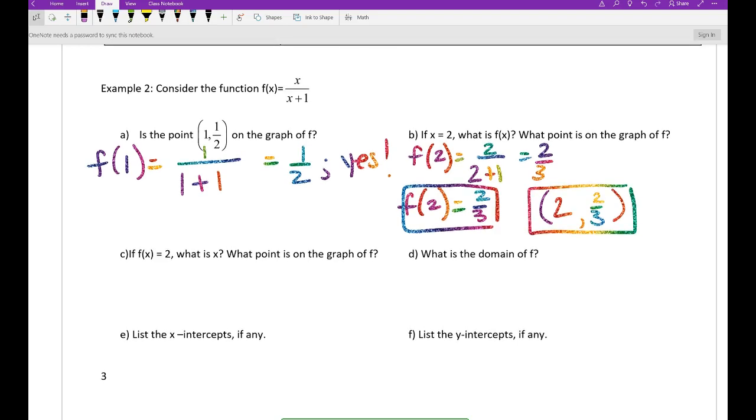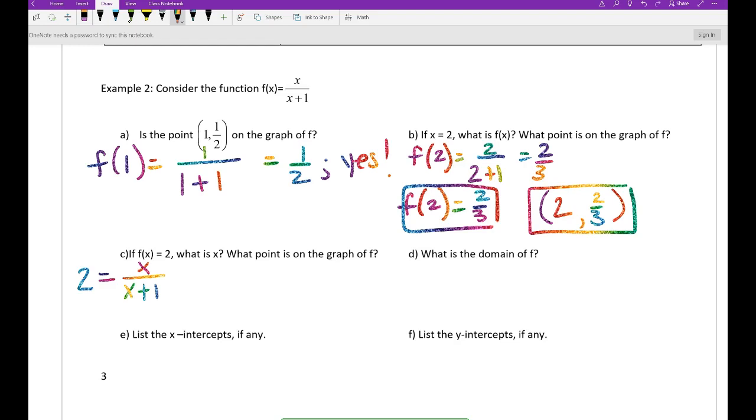Okay. Now, look at C. If f of x is 2, what is x? What am I looking for now? X, right? How do I solve? I plug in what? Yeah, 2 for y. So here we go. 2 equals x over x plus 1. How do you solve for x?